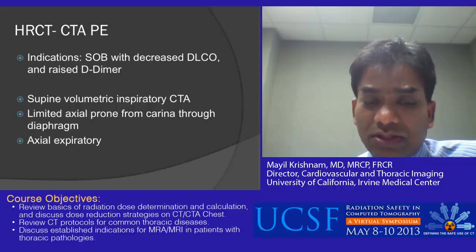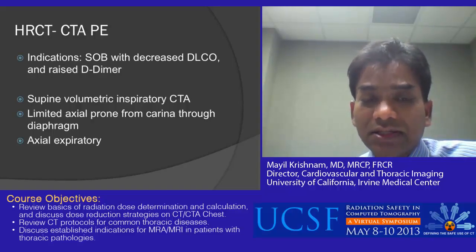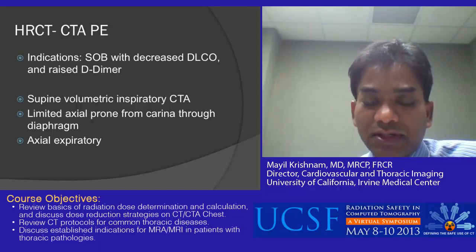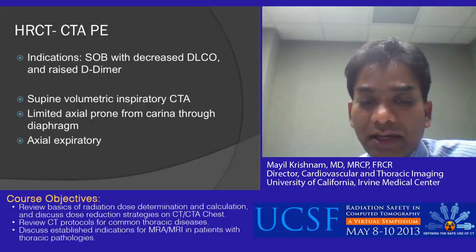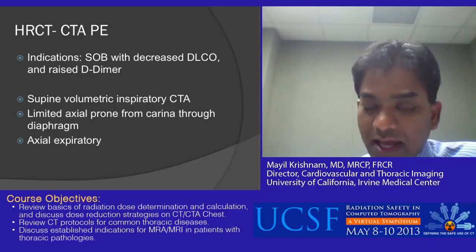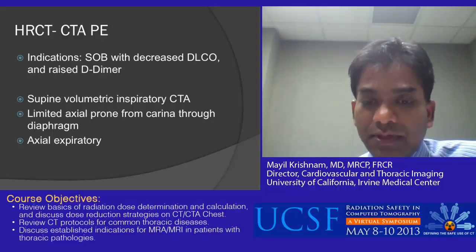In this situation, we should not do two separate scans like a pre-contrast high-resolution chest CT protocol and then a CT angiopulmonary emboli protocol. We should rather perform a supine volumetric inspiratory CTA, and then if the patient is able to tolerate, we can do an axial prone from carina through diaphragm and an expiratory low dose axial scan to assess for any air trapping.